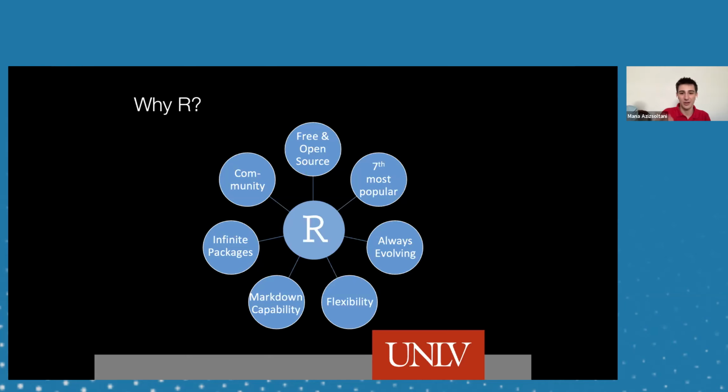And then the last part I want to also mention is its markdown capability. So actually, you'll see later when Dr. Singh does the demonstration in a second, he actually uses R Markdown capability, which is basically being able to put code and output into a file for reporting purposes.